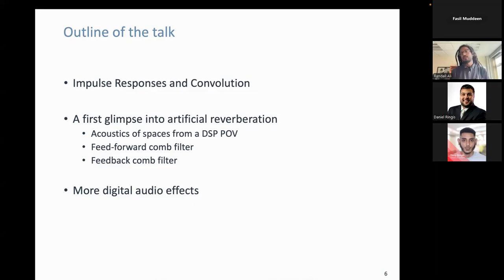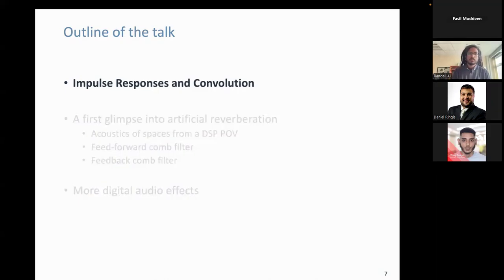So talk about that, point you to a few bits of literature, but we'll just scratch the surface, right? Just to give you a kind of glimpse into how we use these DSP techniques. And then finally, I'll point you to a bunch of other resources for doing other types of digital audio effects and where you can look for that, what you can look for. Okay. All right, so let's get started by looking at impulse responses and convolution.